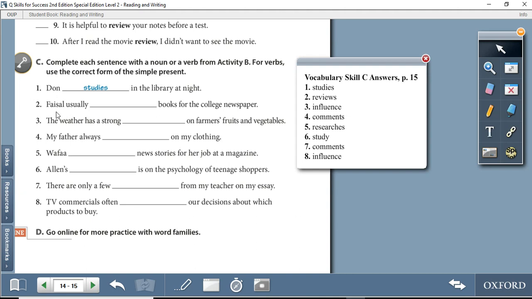2, Faisal usually reviews books for the college newspaper. 3, the weather has a strong influence on farmers' fruits and vegetables. 4, my father always comments on my clothing. 5, Wafa researches news stories for a job at a magazine. And 6, Alan's study is on the psychology of teenage shoppers. 7, there are only a few comments from my teacher on my essay. And 8, TV commercials often influence our decisions about which products to buy.